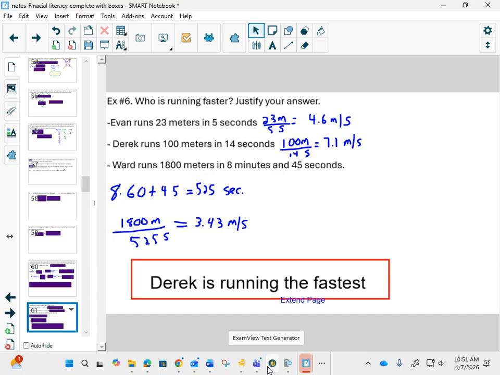Is this a fair comparison? How fast someone can run in 5 seconds and then comparing them to the person who ran for 8 minutes and 45 seconds straight? Absolutely not.